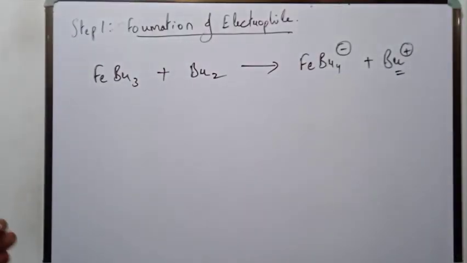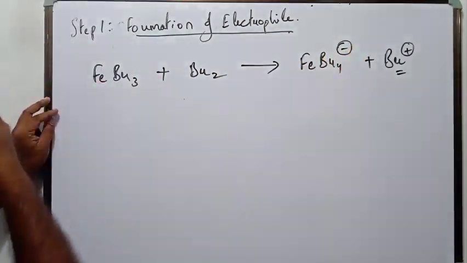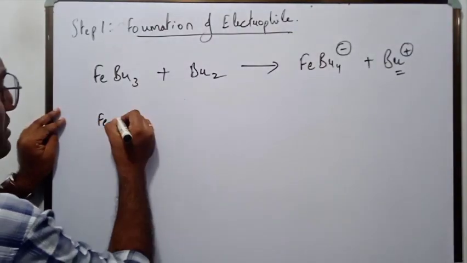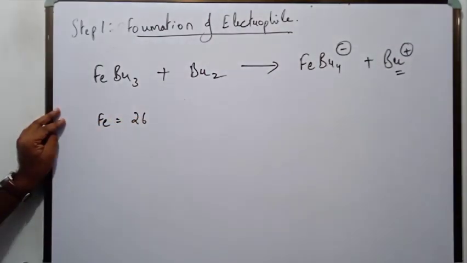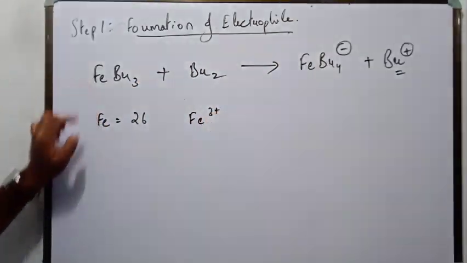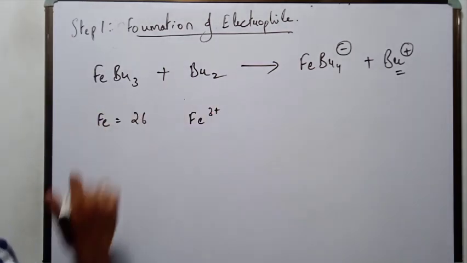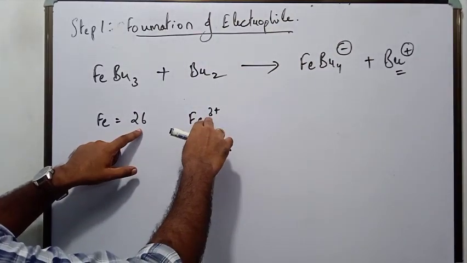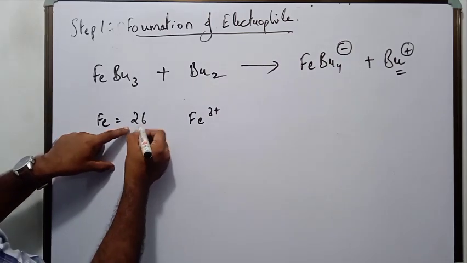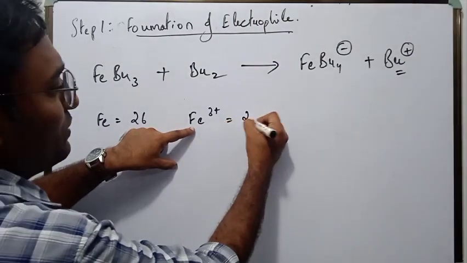To understand why Fe takes a pair of electrons, we have to look at the atomic number of Fe. The atomic number of Fe is 26. In FeBr3, it exists as Fe3 plus, in ionic form. So if Fe exists in this ionic form, what would be the number of electrons? This would be minus 3, because 3 electrons are lost. So that would be 23.